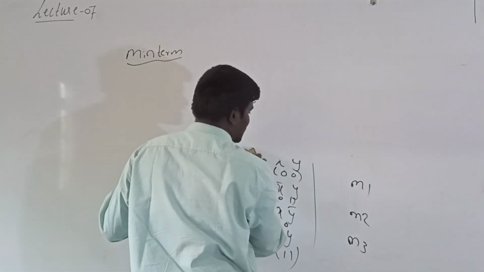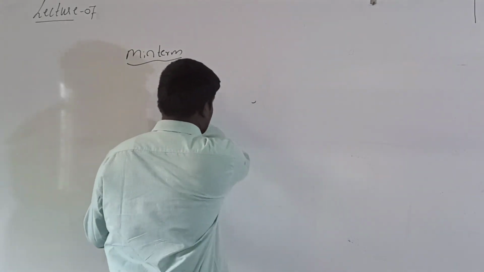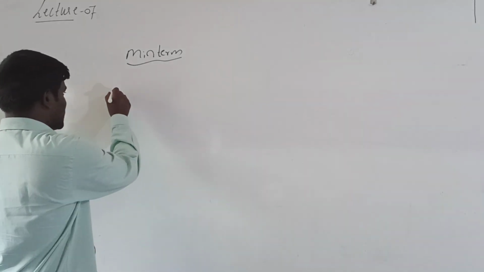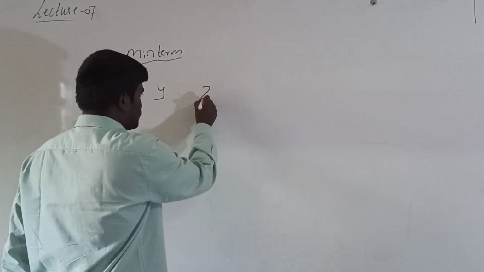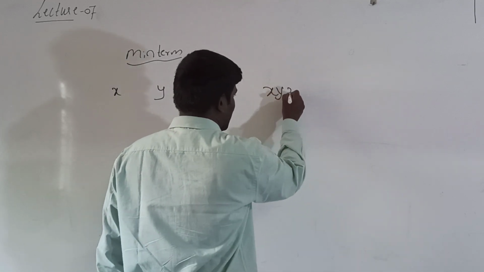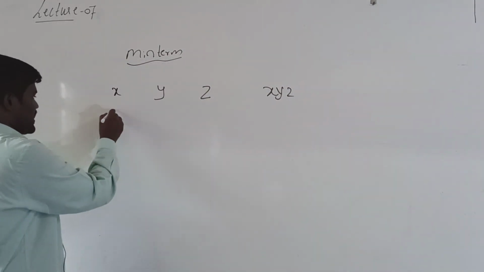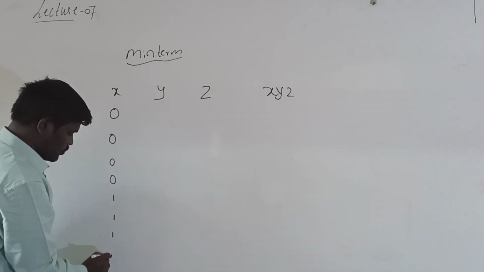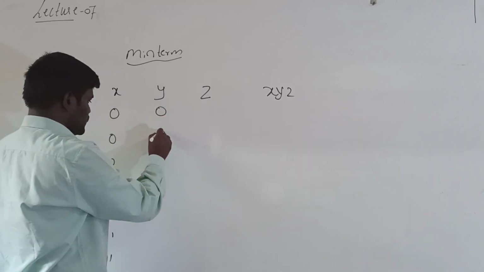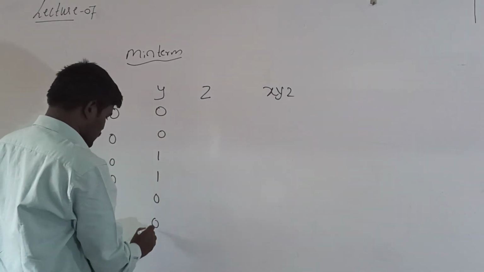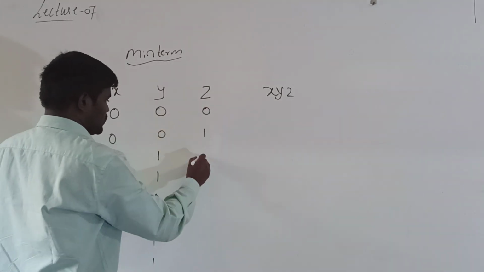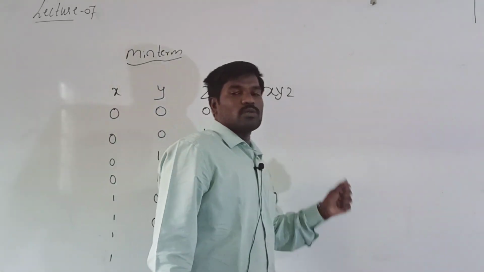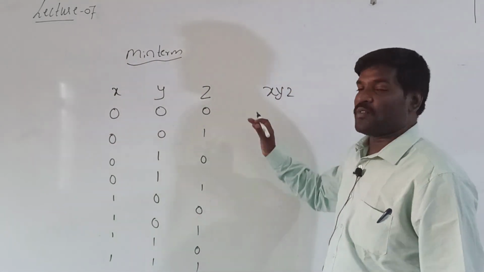And now I have to write the min terms for the three variables. So three variables means x, y, z. First I can take x column, y column, z column, finally x, y, z. The values of x: 0 0 0 0 1 1 1 1. In the same way y: 0 0 1 1 0 0 1 1, and z: 0 1 0 1 0 1 0 1. Okay, so now we have to write the min term for x, y, z.